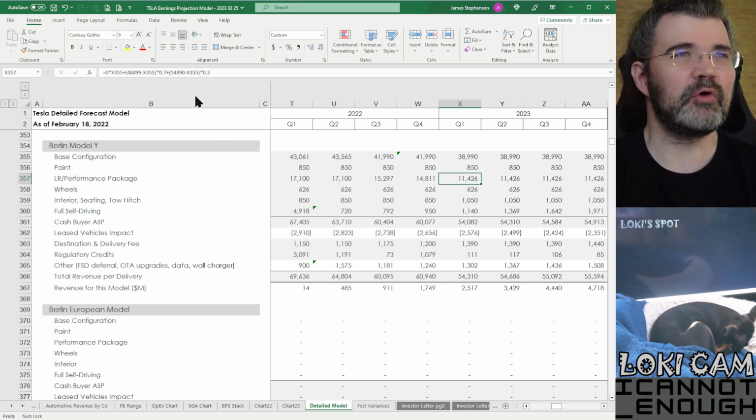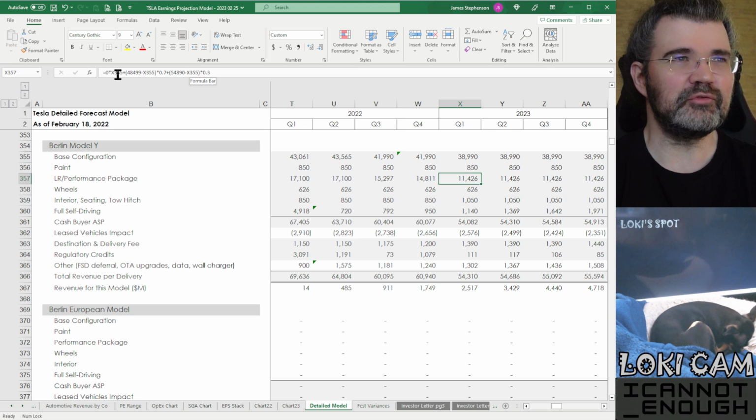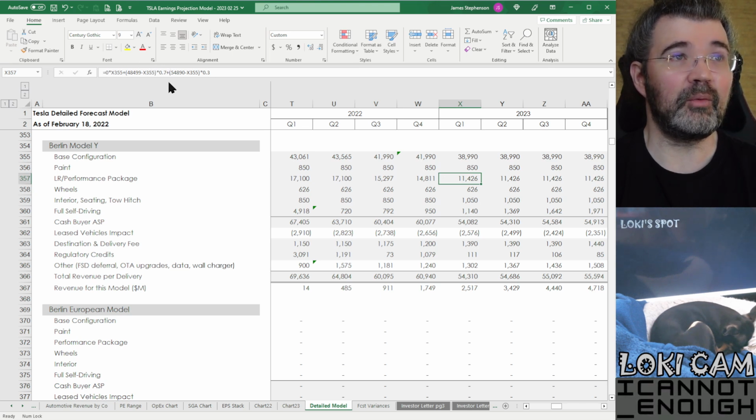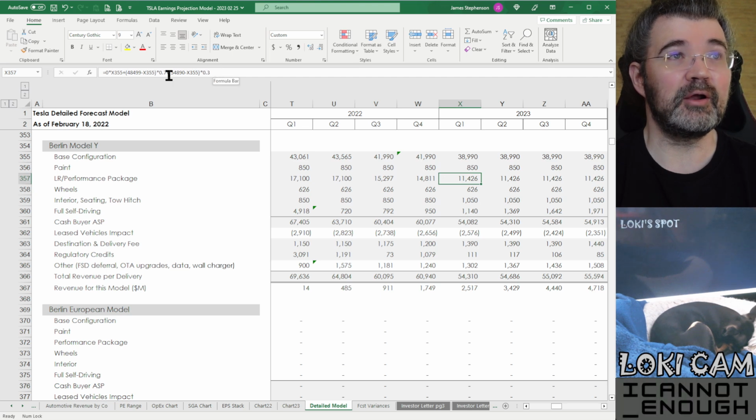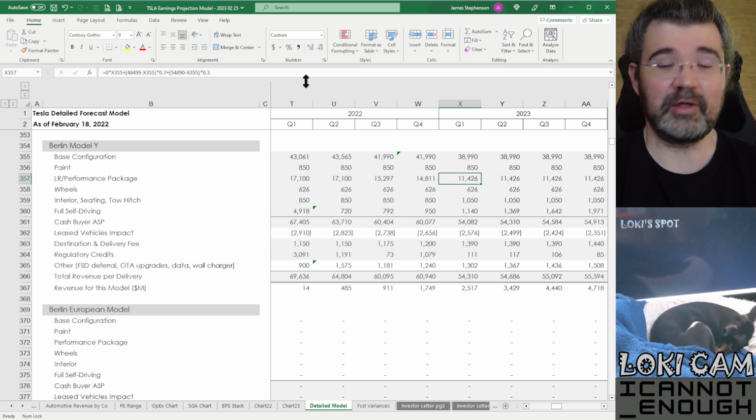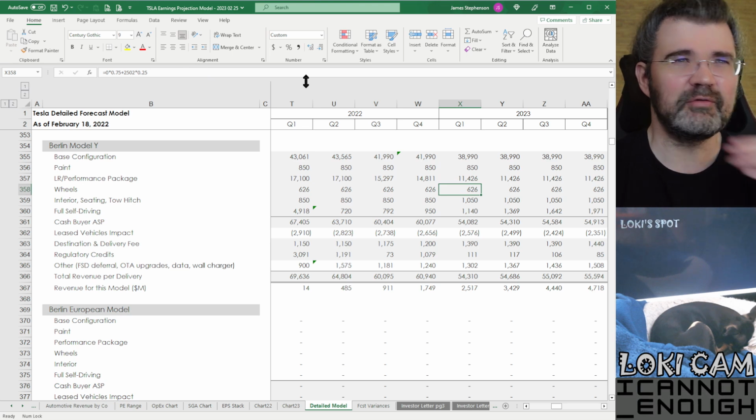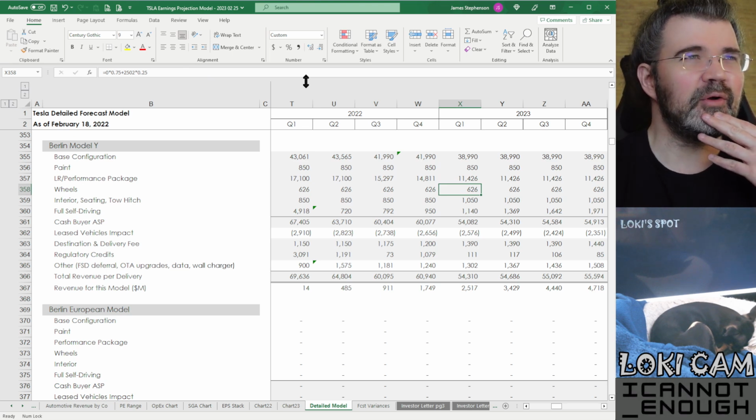Yeah, and then there's the performance package with a lower take rate on it. So my assumption here is nobody is getting a standard range Model Y. 70% of people are getting a long range Model Y, and 30% of people are getting a performance Model Y. That's what this says. Took me a minute to refresh myself on what I was doing there.